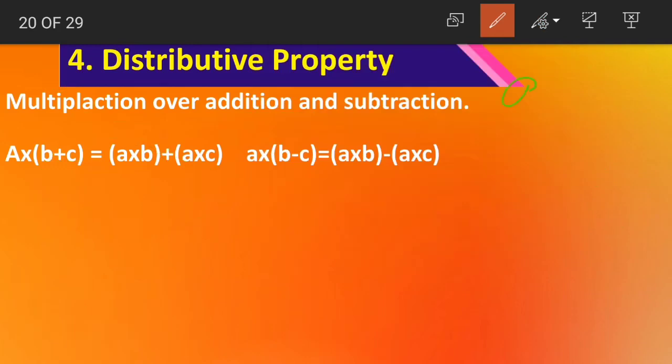Coming to subtraction, again a is equal to 2, b is equal to 3, c is equal to minus 1. Coming to the LHS, 2 into 3 minus, again c is also having a sign of its own. So we'll open the brackets. 3 minus (minus 1). Minus into minus becomes what? Minus into minus becomes plus. 3 plus 1 becomes 4. 2 into 4 becomes 8.